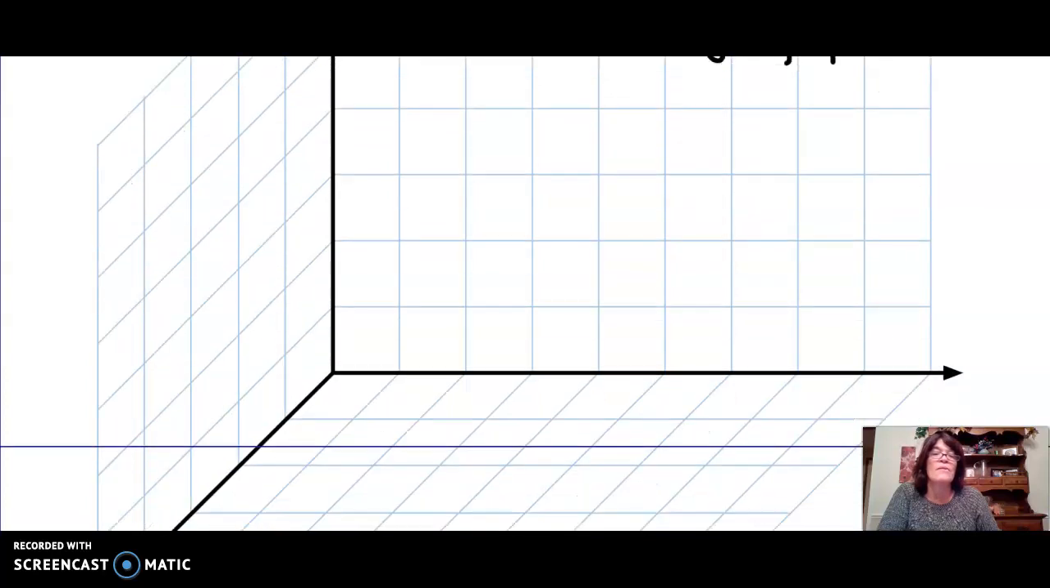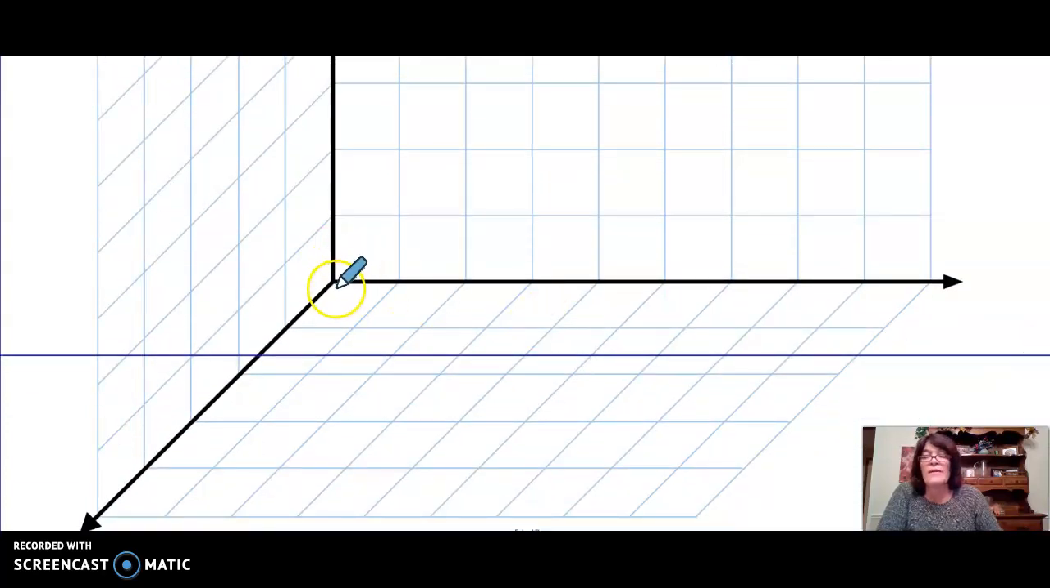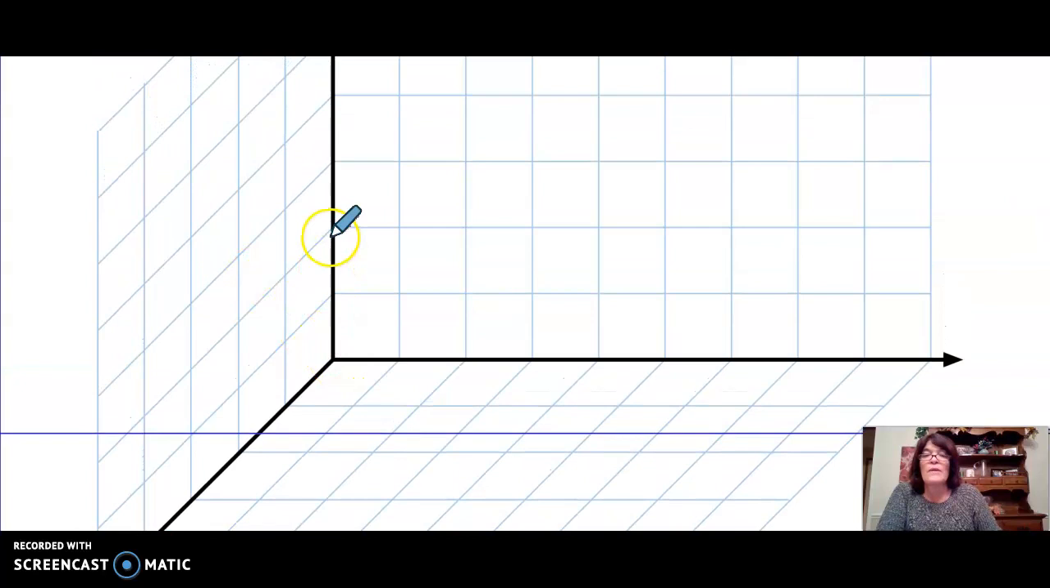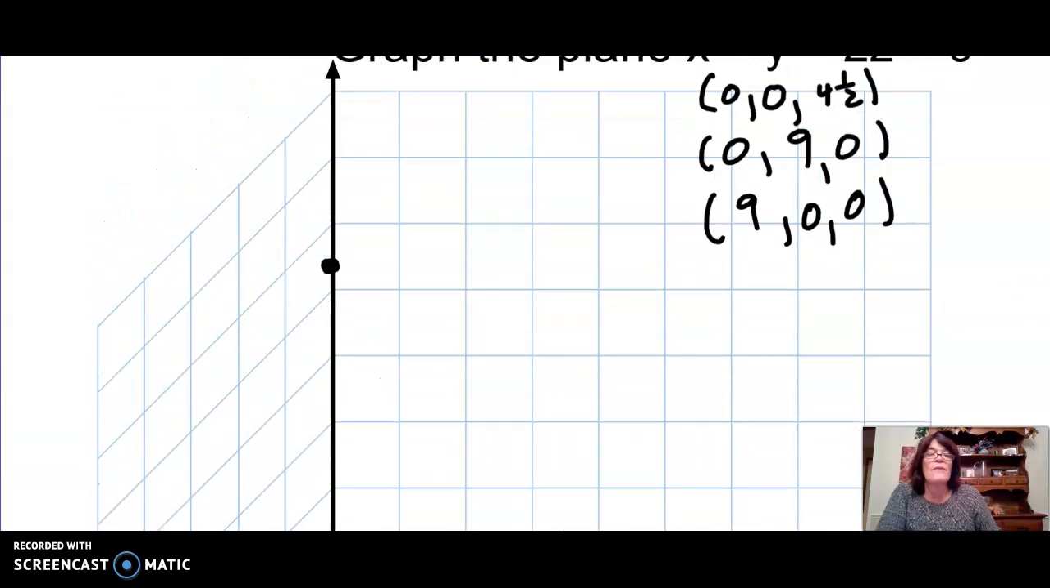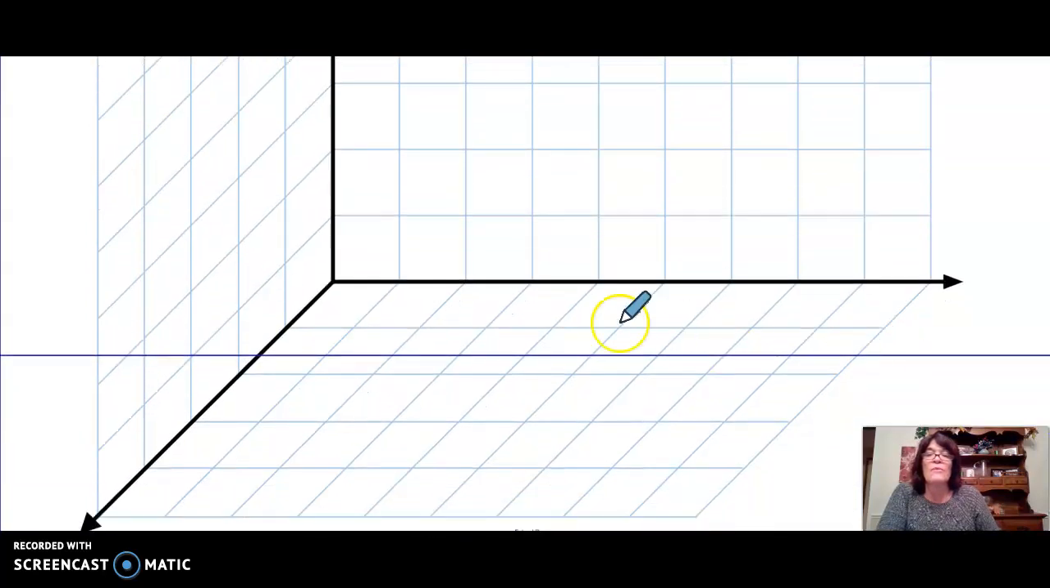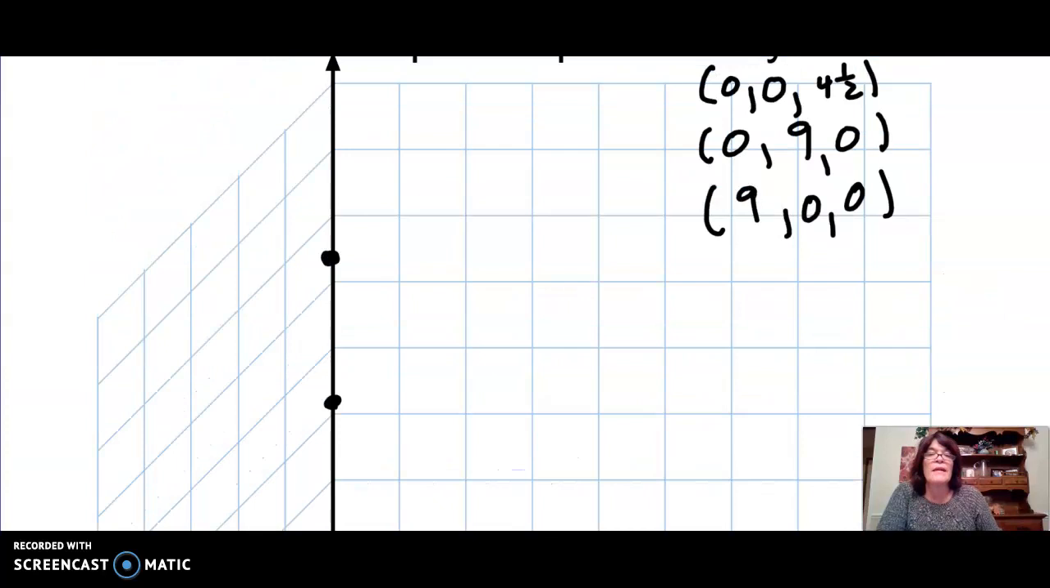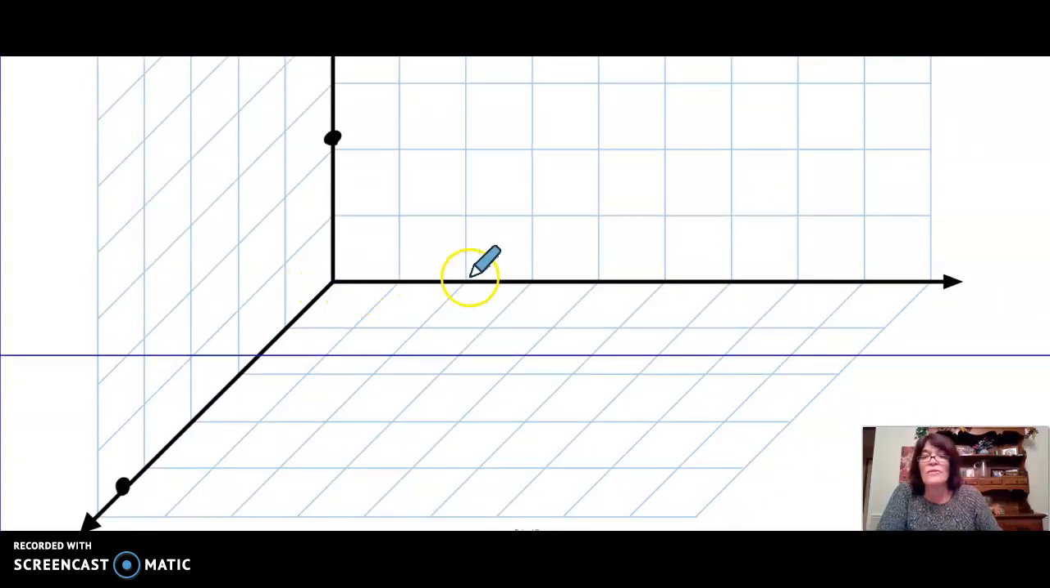So to graph this plane, I go 0, 0, 4.5. It's hard to see on here. 1, 2, 3, 4.5. And then I would do 0, 9, 0. So on the y-axis, I'm at 9. Let's have this go by 2. So 2, 4, 6, 8, 9. My 4.5 would actually be at 2, 4, a little bit about here. And then my x-intercept is also 9. 2, 4, 6, 8, 9.